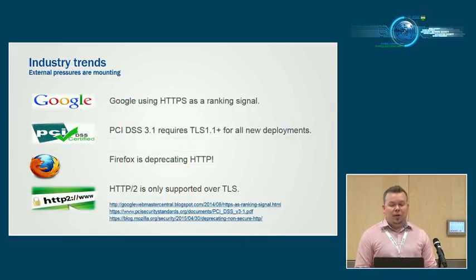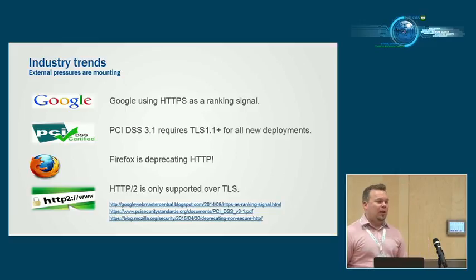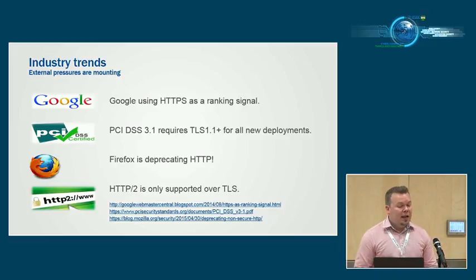Industry trends. Google is driving HTTPS by ranking, but also HTTP 2.0. Everything from Google is mainly HTTP 2.0. PCI DSS is driving heavier encryption and better implementation of TLS to get PCI DSS compliancy.